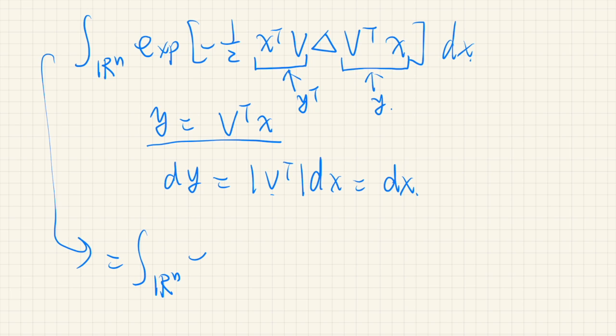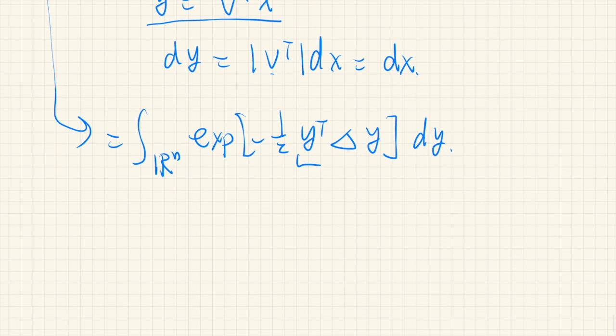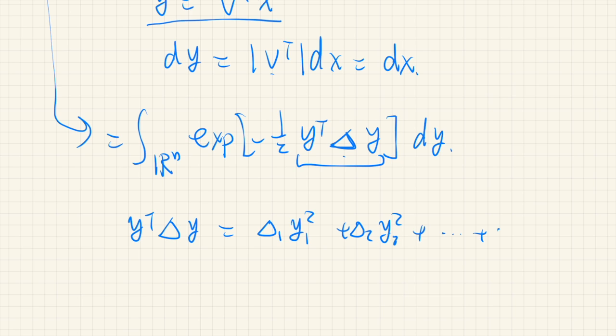Now let's do that, and we have exponential of negative 1 over 2 y transpose delta y, dy. Now, let's consider this part. Since delta is diagonal, if you calculate y transpose delta y, this becomes delta 1, the first eigenvalue, times y1 squared, plus delta 2 y2 squared, and so on, up to delta n yn squared.